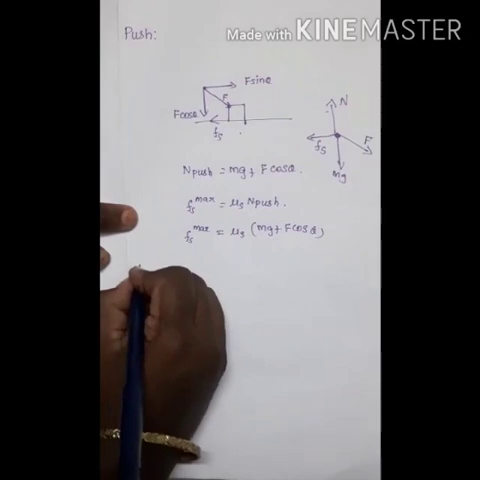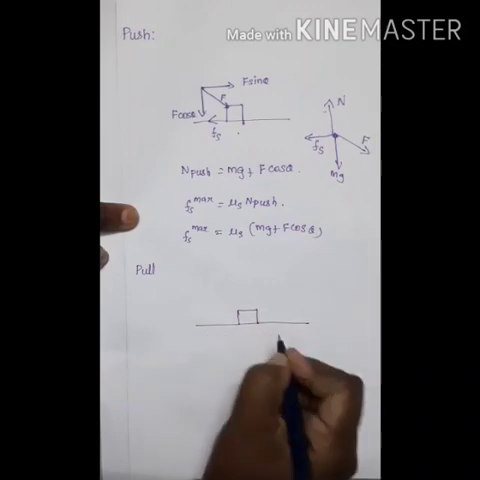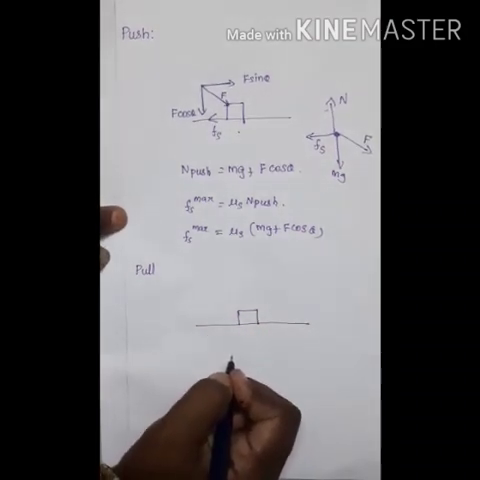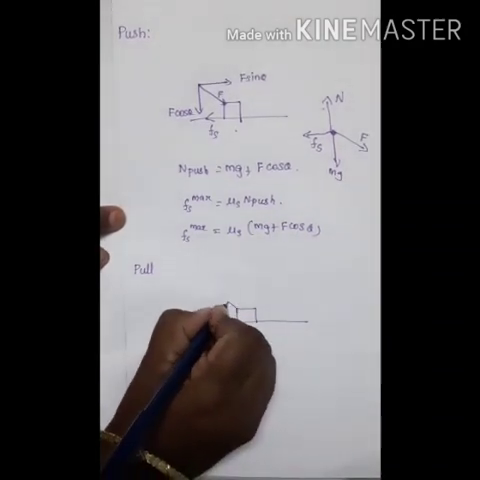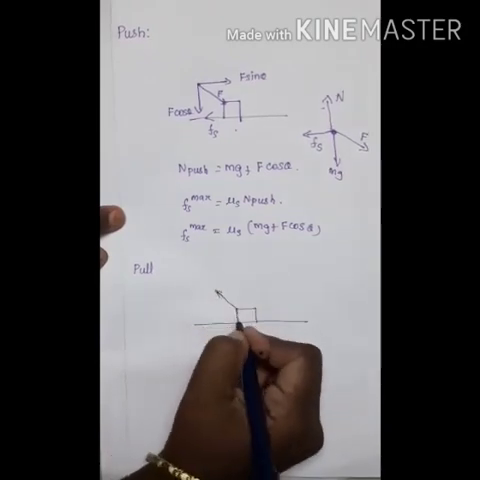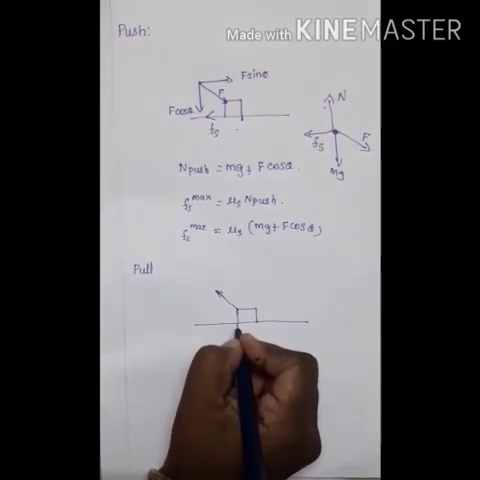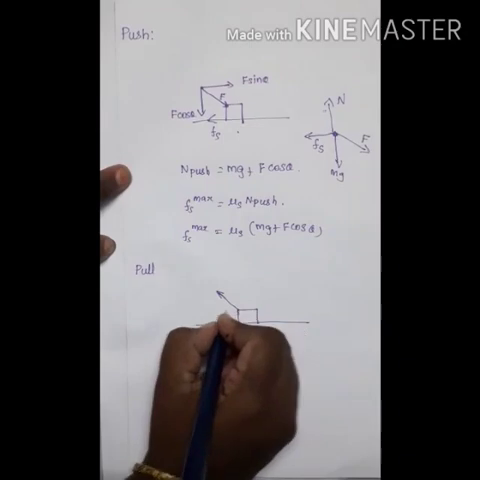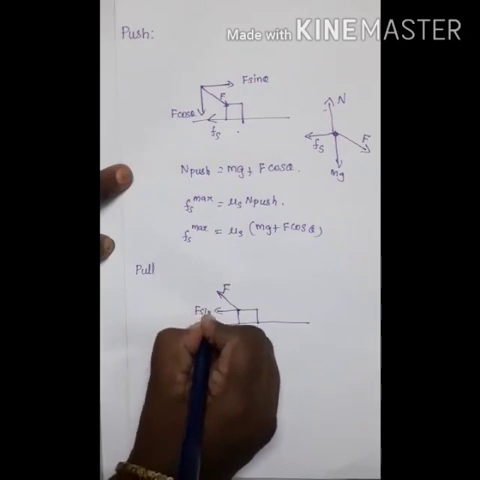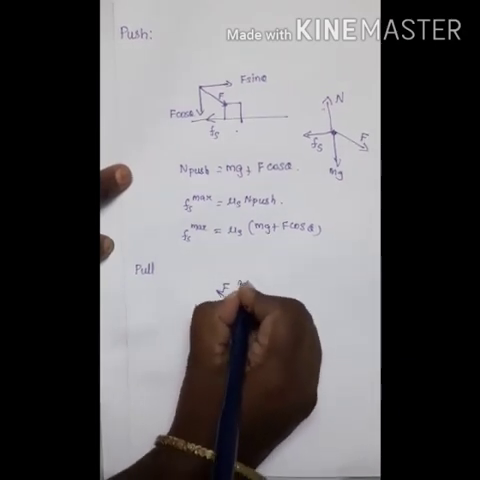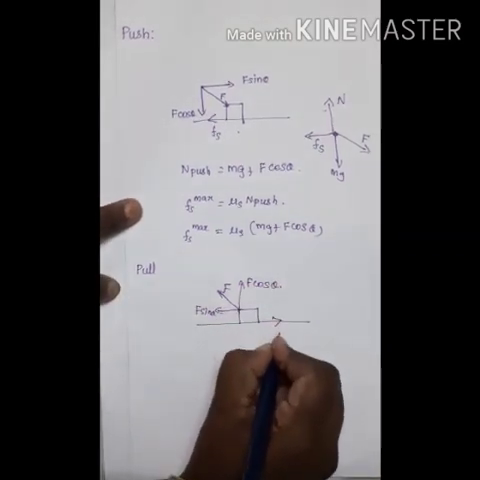The next one, pull. Let us consider an object placed on the surface. When a body is pulled at an arbitrary angle theta, between 0 to 90 degrees, the applied force F can be resolved into two components. One is the parallel force, taken as F sin theta, and another is the perpendicular force, taken as F cos theta. The static frictional force acts in the opposite direction.